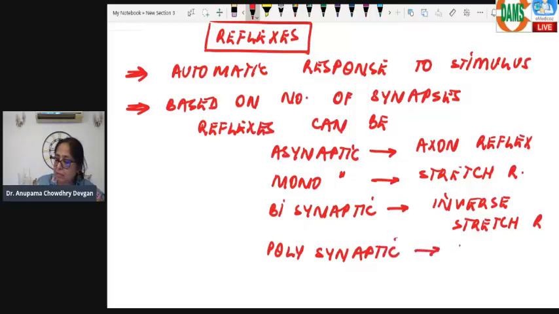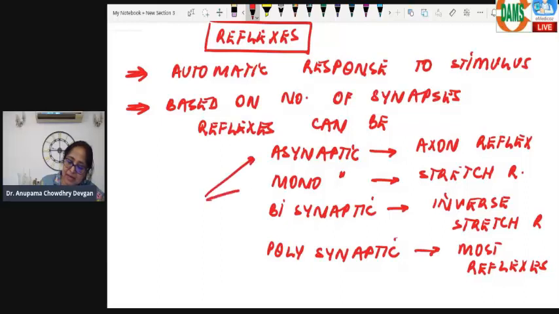Most reflexes are polysynaptic. The majority of the reflexes are polysynaptic. So reflexes can be asynaptic, monosynaptic, bisynaptic, and polysynaptic. What is a reflex response? Reflex is an automatic response to the stimulus. Based on the number of synapses, you can have asynaptic, monosynaptic, bisynaptic, and polysynaptic.